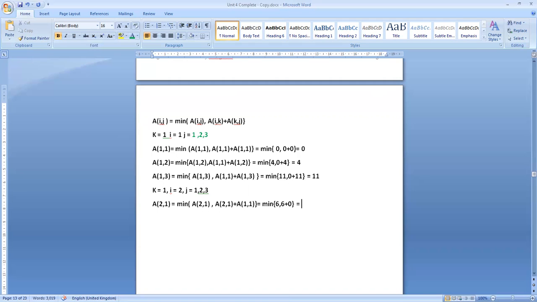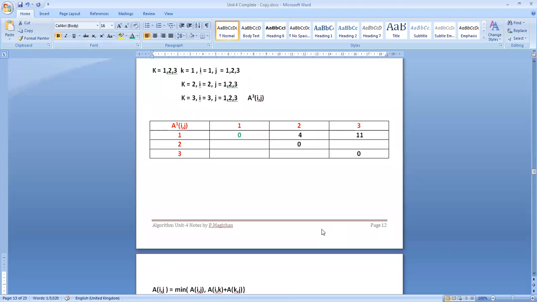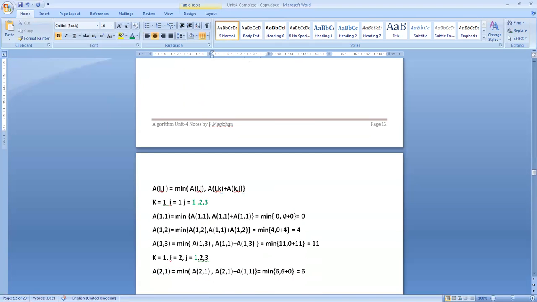So it is equal to minimum of 6 comma 6, it is equal to 6 only. So with I is equal to 2, this has been found out. The minimum value of a of 2 comma 1 is also found out, that is equal to 6.